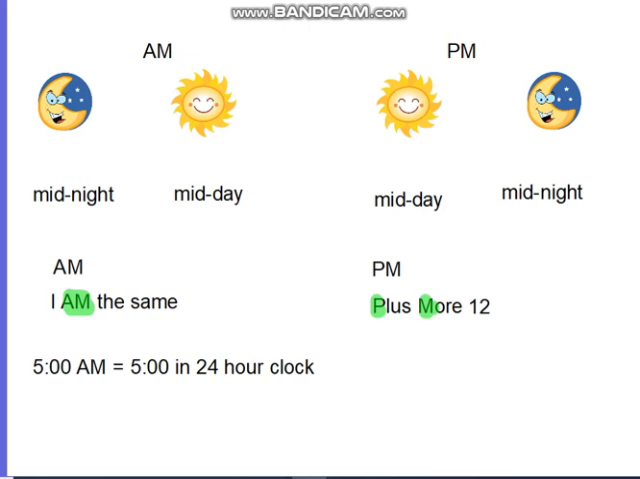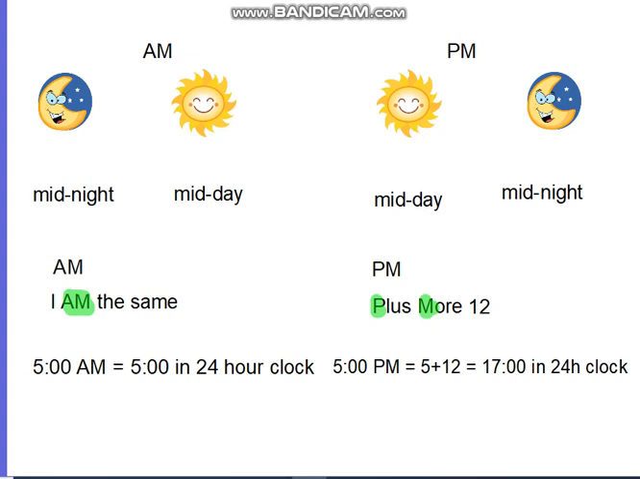However, when we're thinking PM, we're thinking 5 p.m., which would equal 5 plus more, which is our 12, and we make it equal to 1700 hours in the 24-hour clock. So if we can remember those phrases, I am the same for AM and plus more 12 for PM, then we know how to change those times into the 24-hour clock.